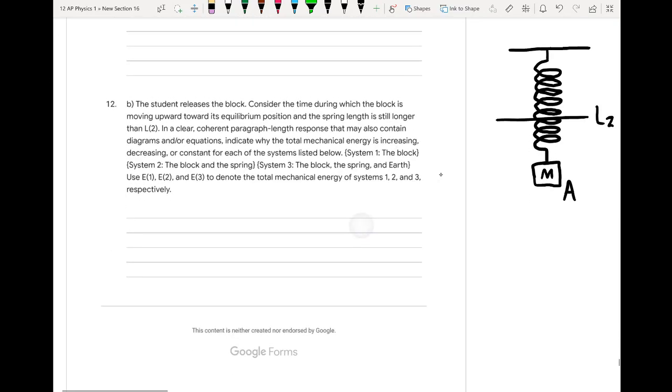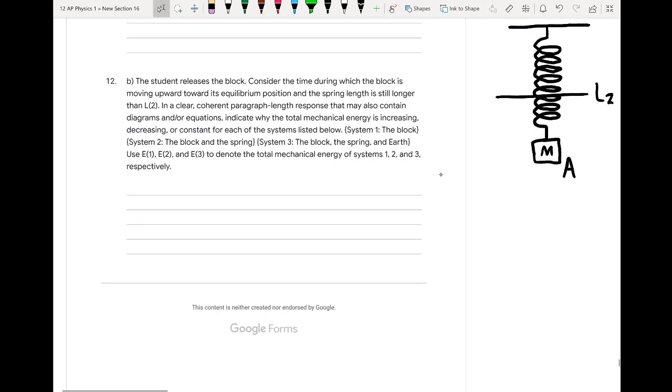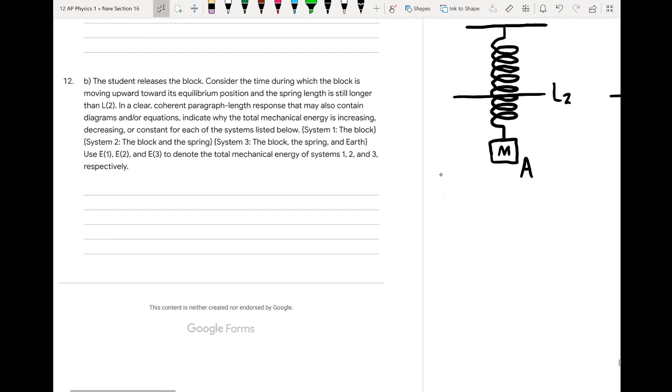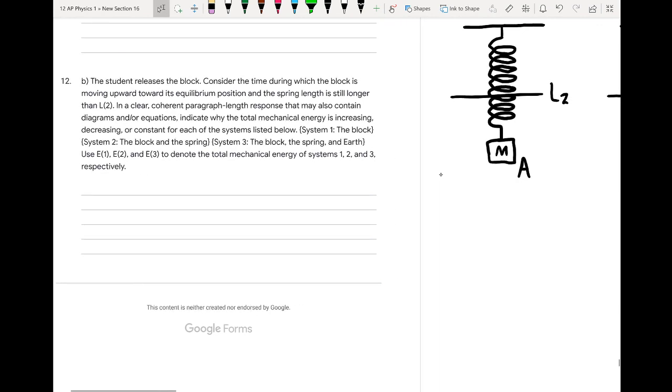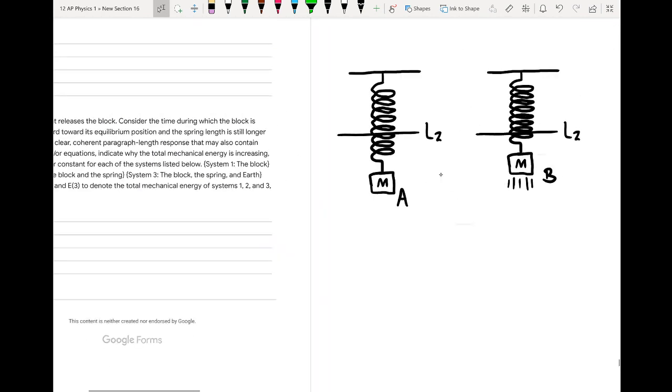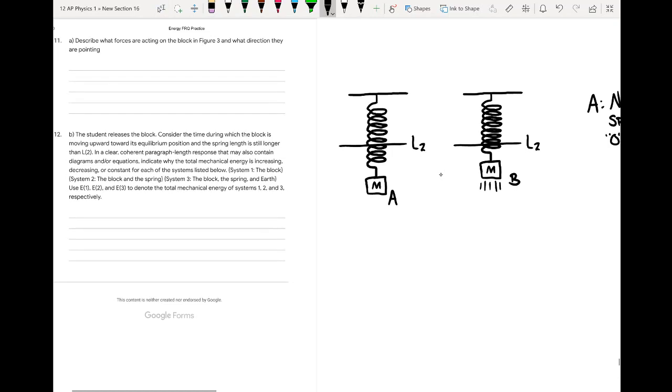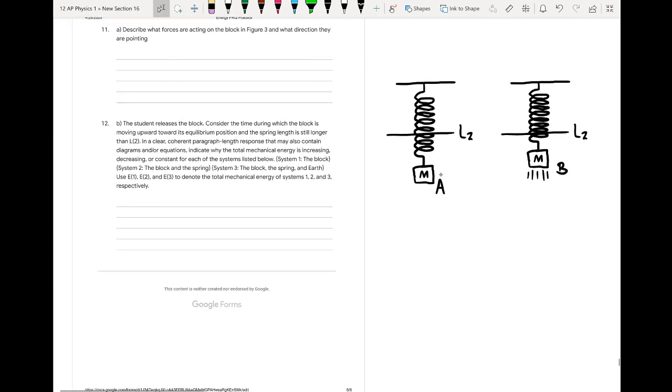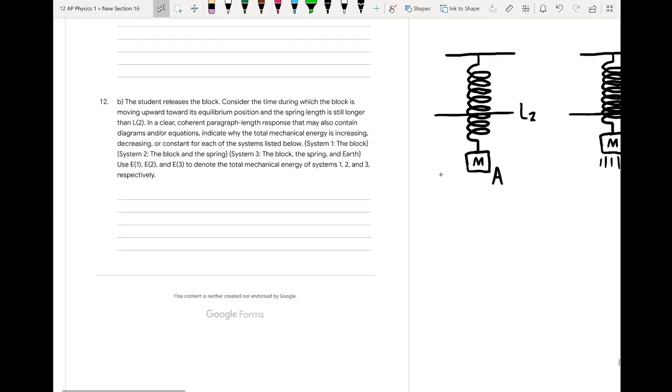This one's kind of a tricky question, and it really comes down to us defining our system and being clear about our system. So the student releases the block. Consider the time during which the block is moving upward towards its equilibrium position and the spring length is still longer than L2. So kind of in this quick little motion where we go from the lowest point to a little bit before L2.